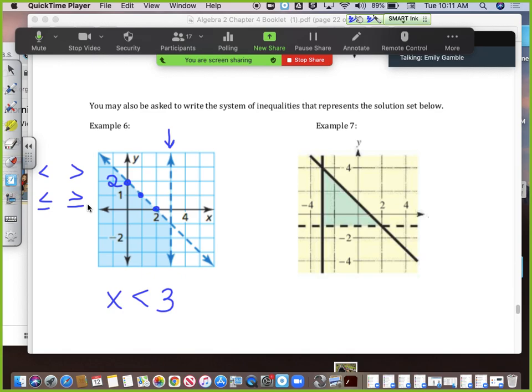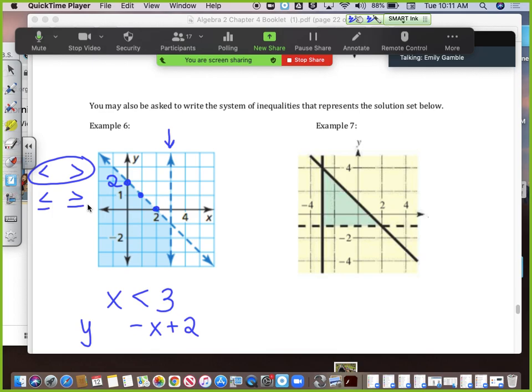So if this was an equation, this would be y equals -x plus 2, since it starts at 2 on the y-axis and has a slope of -1. Now, since it's not an equation, I'm going to erase the equal sign, and I'm going to decide which symbol to use. This, again, is a dotted line, so it's either going to be less than or greater than.